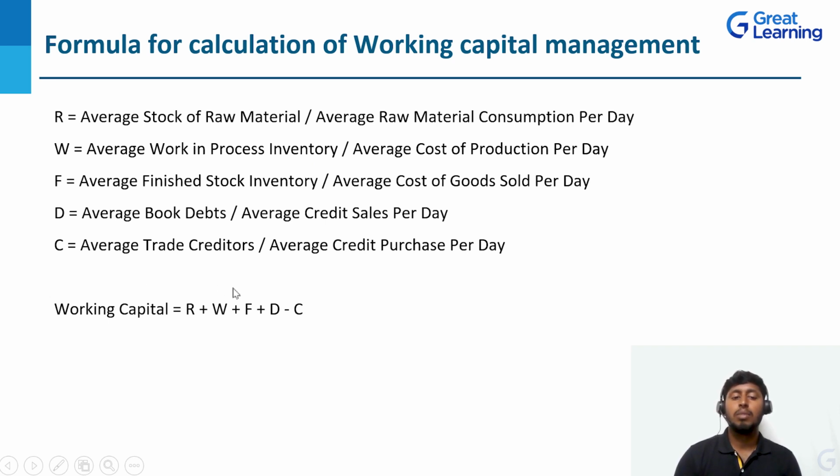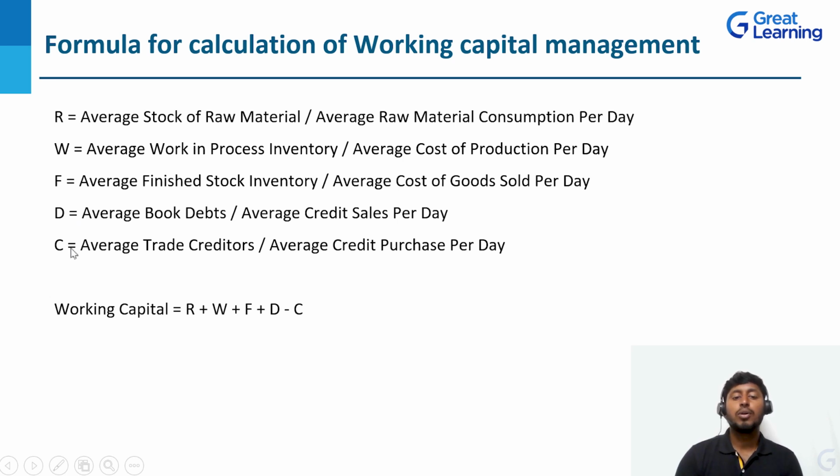So we will get one number for work in progress, plus for finished goods, average finished stock inventory divided by average cost of goods sold per day. So per day, how many goods they are going to sell, that information. So we are going to get the finished goods. Next, debtors: average book debts divided by average credit sales per day. So per day, how much credit sales they are going to make and what is the total debt. In that we are going to get D, that is debtors.